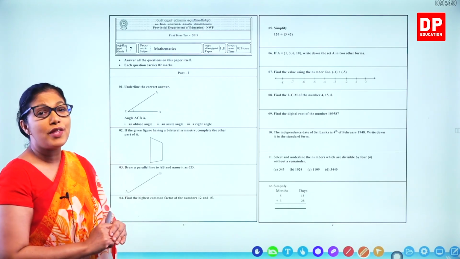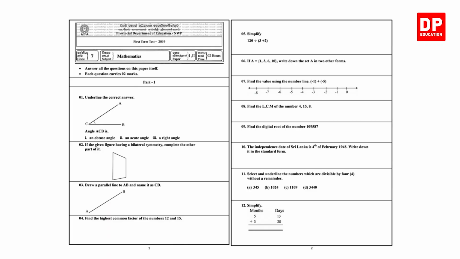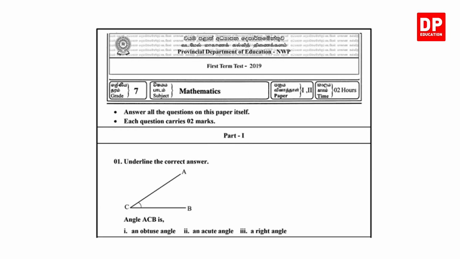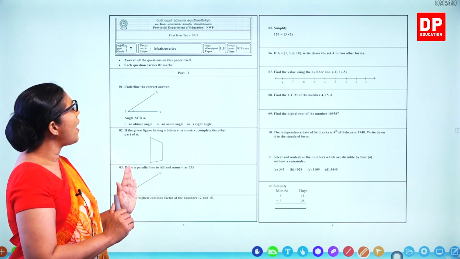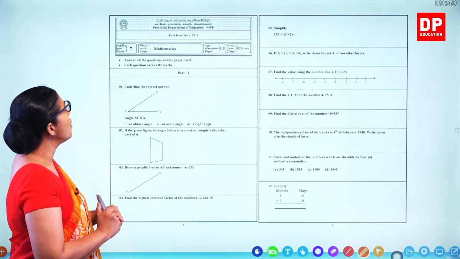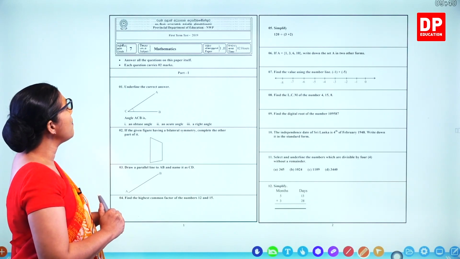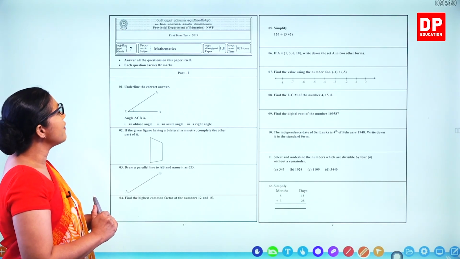First term test 2019. Provincial Department of Education, Northwestern Province. This is a 2 hours paper. You get 2 parts, part 1 and part 2. Answer all the questions on this paper itself. Each question carries 2 marks.